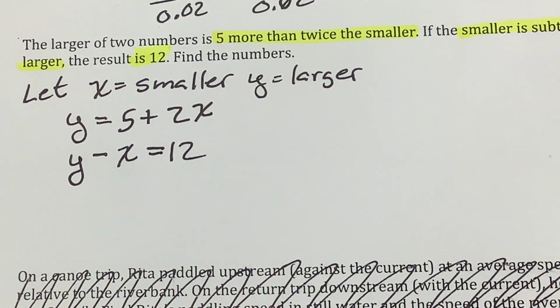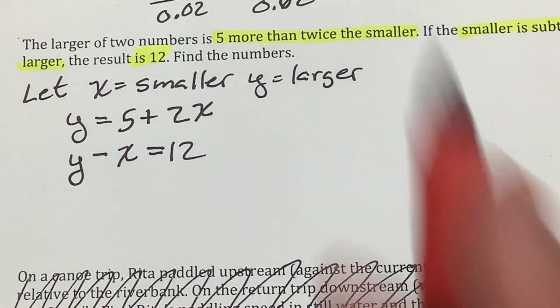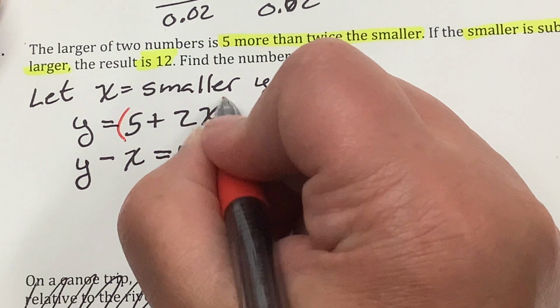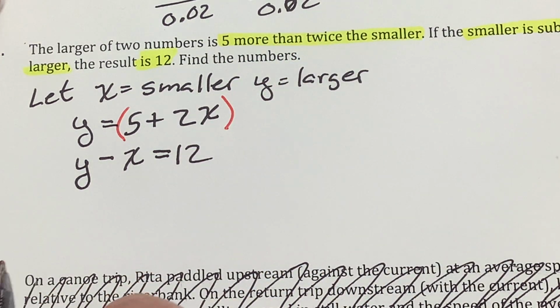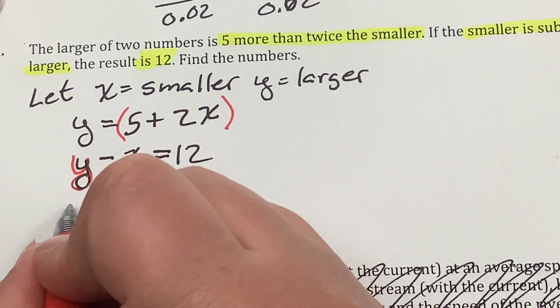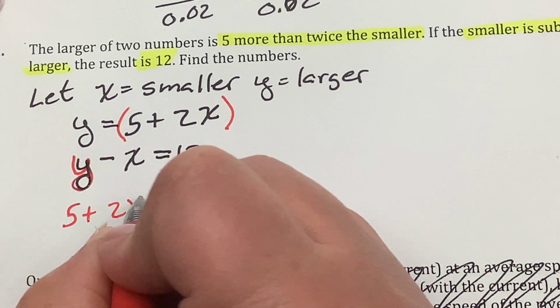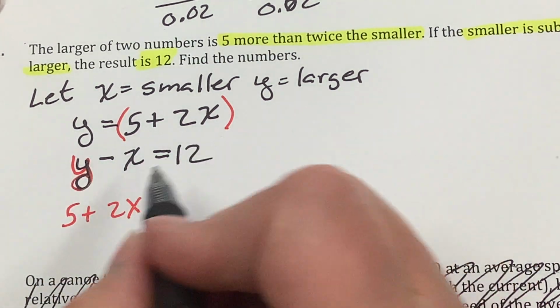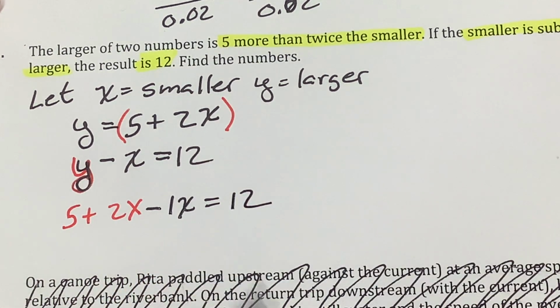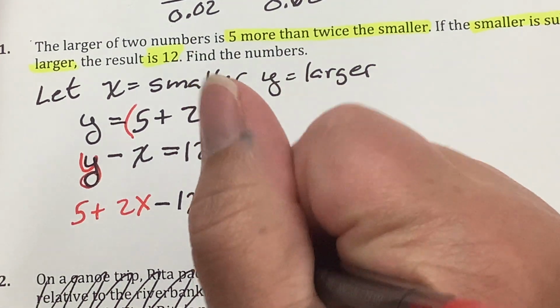Now I have to find both numbers. But I have two equations here, and they're not set up where I can do an elimination. And they're not equal to the same variable, so I have to do a substitution. 5 plus 2x is going to be substituted for that y. So instead of y, I'm writing 5 plus 2x. And when I do minus x, I'm going to do minus 1x equals 12.